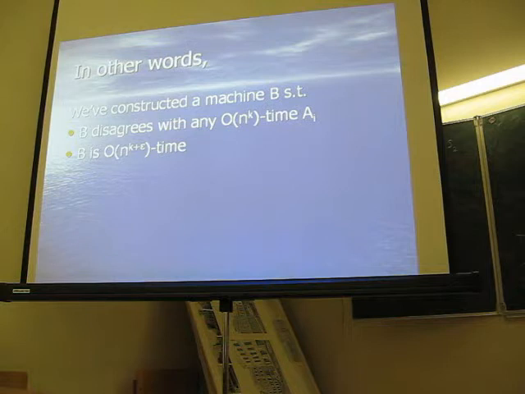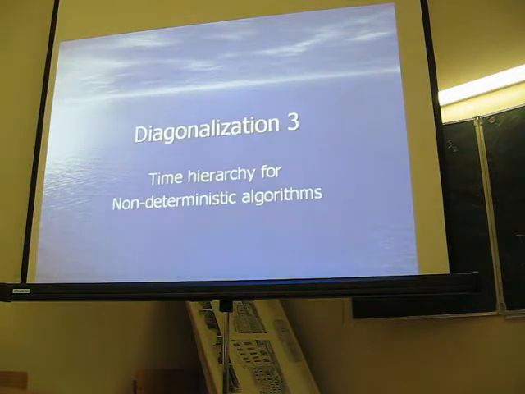Okay, let's get to a little bit more complex things. The second use of diagonalization in complexity theory is the time hierarchy for non-deterministic algorithms.